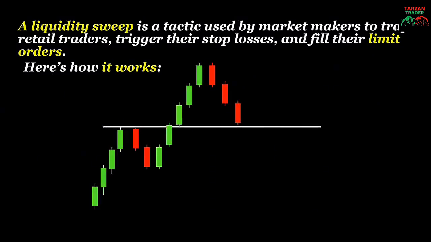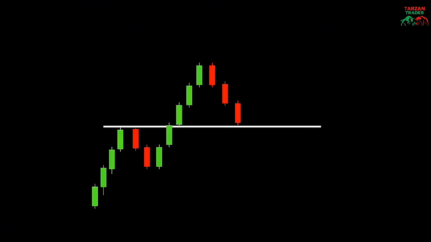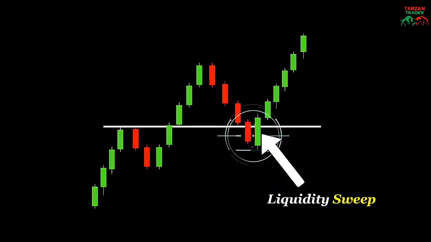This level becomes a liquidity area, holding lots of stop losses and pending limit orders. What do market makers do? They push the market to sweep that liquidity by breaking just below the support level. This triggers all the stop losses, fills the limit orders, and then, here's the key part, reverses the market back up. It's a classic move by smart money to clear out the retail traders and get the best entry.